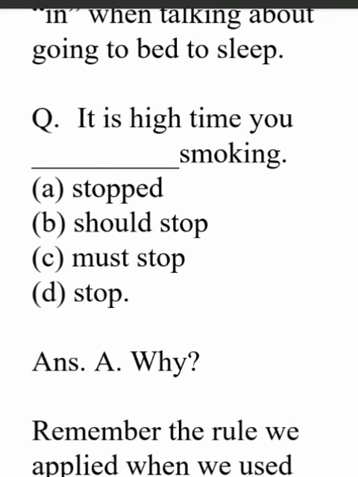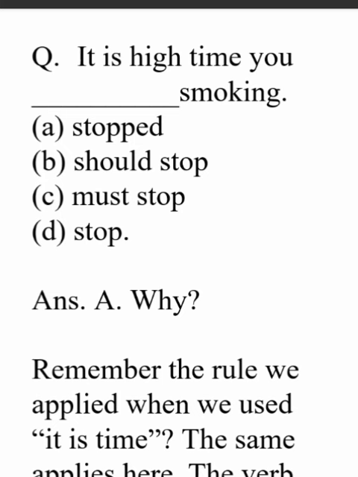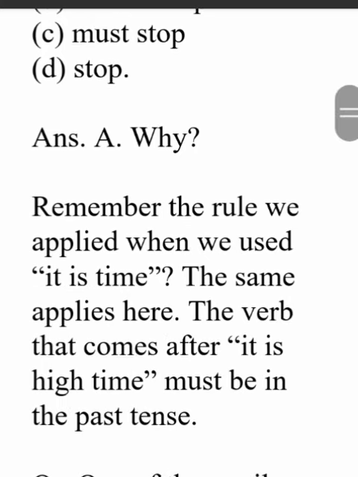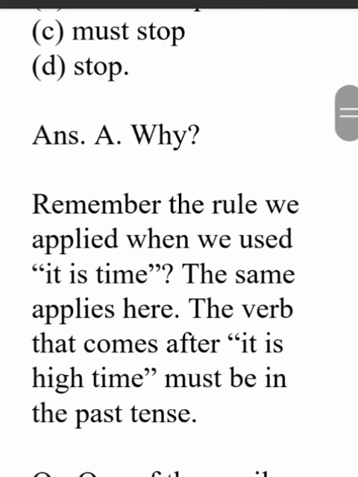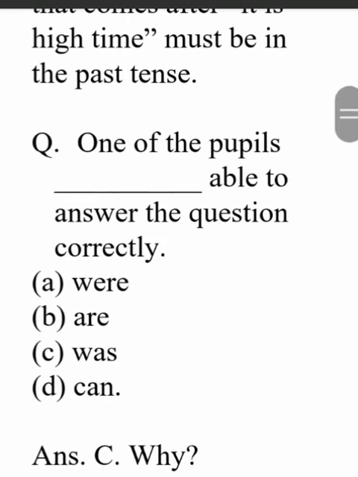Question: it is high time you dash smoking. A. Stopped. B. Should stop. C. Must stop. D. Stop. Answer: A. Why? Remember the rule we applied when we used it is time. The same applies here. The verb that comes after it is high time must be in the past tense.